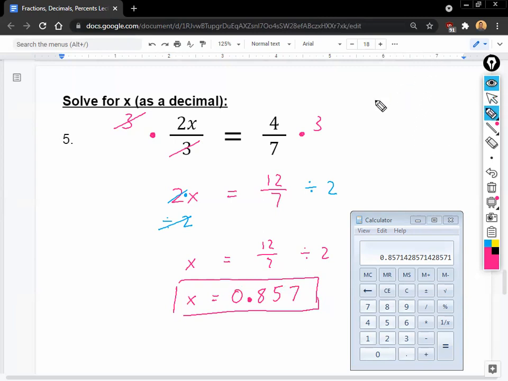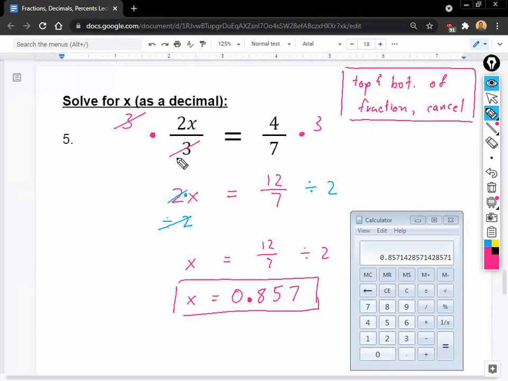Okay, so the key thing that I want you to take away from this is that if you have something on the top and bottom of a fraction, you can just cancel them out. That's how we can cancel out the 3 on the bottom, and that's how we also cancel out the 2, because dividing by 2 is the same thing as putting it over 2. Okay.